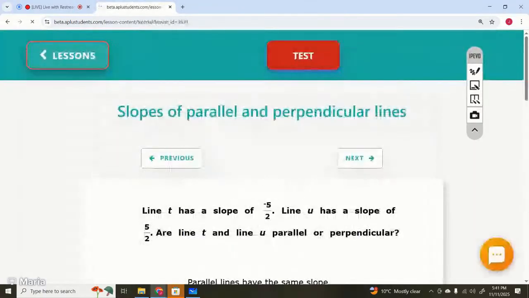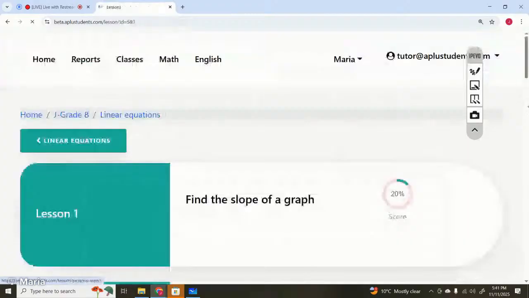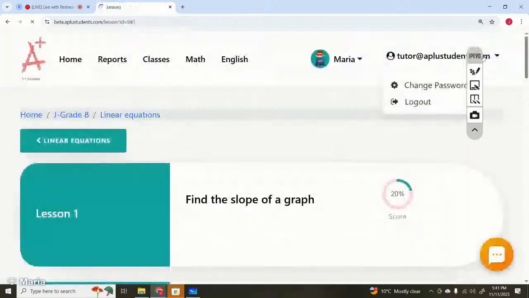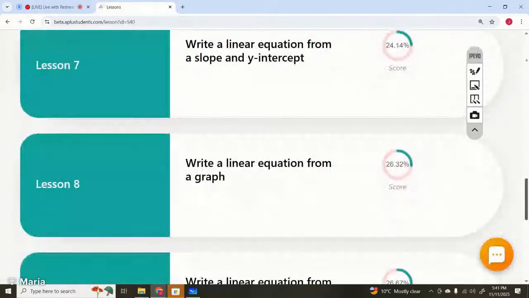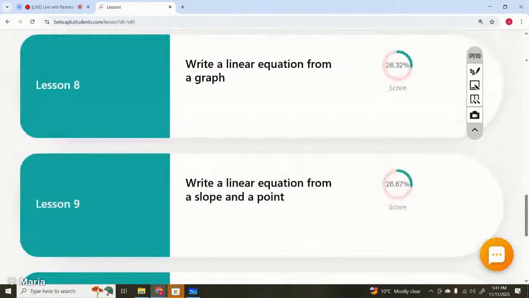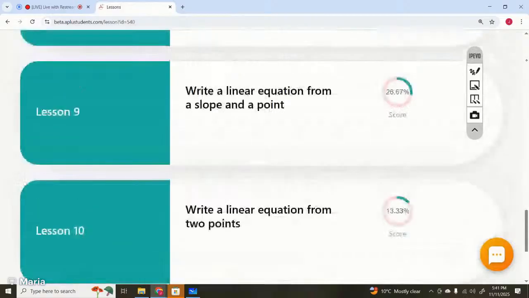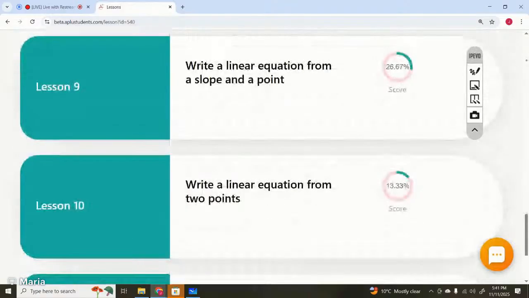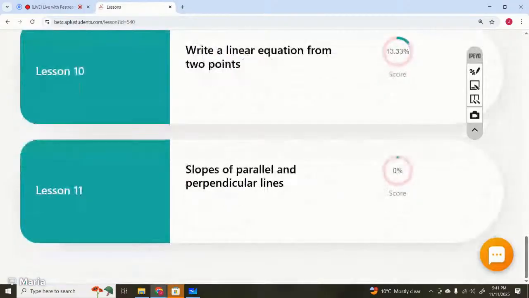Okay, so we were working on grade 8 math. The chapter we were working on is linear equations. The lessons we have covered today are: write a linear equation from a graph, write a linear equation from a slope and a point, write a linear equation from 2 points, and slopes of parallel and perpendicular lines.